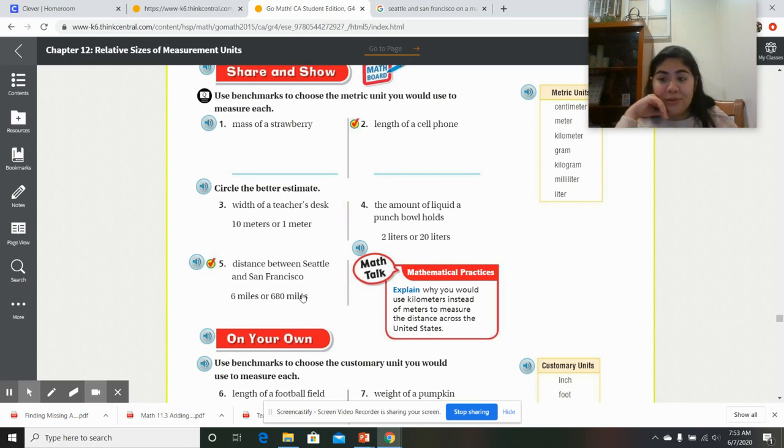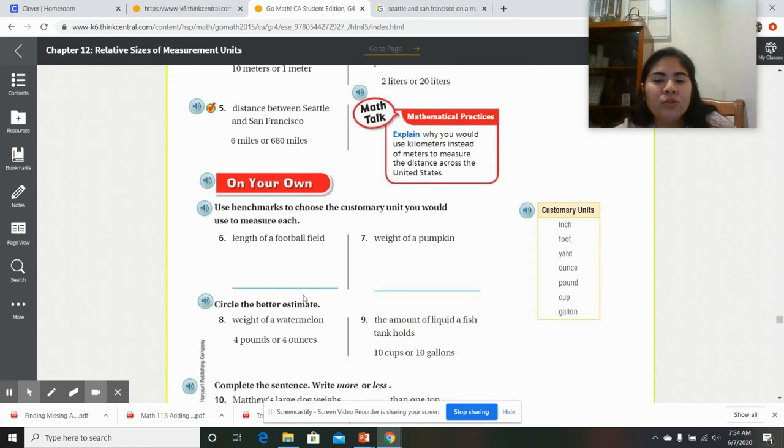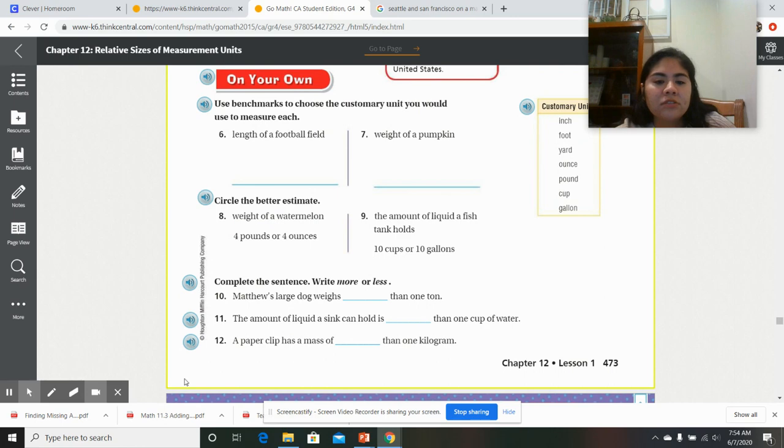Last year I went on a road trip from here all the way to Washington. It took us 21 hours. It took us 12 hours just to drive from San Francisco to Oregon. That's not even Seattle. That's not even in Washington yet. So, think about that. So you guys will be doing all of these 1 through, I believe, 12.